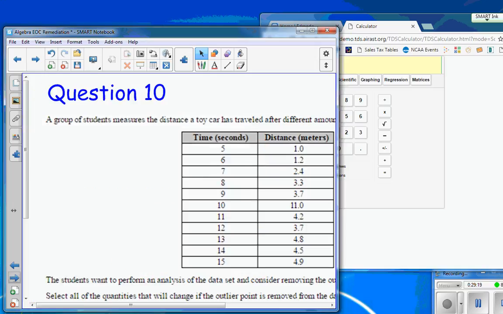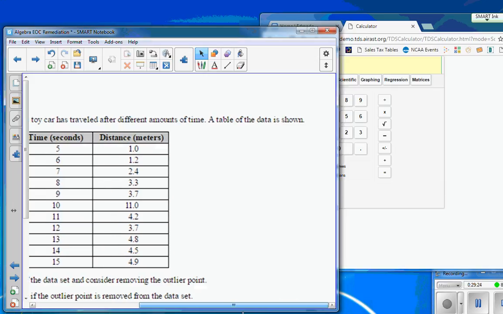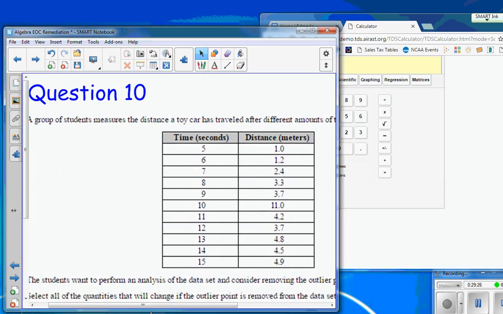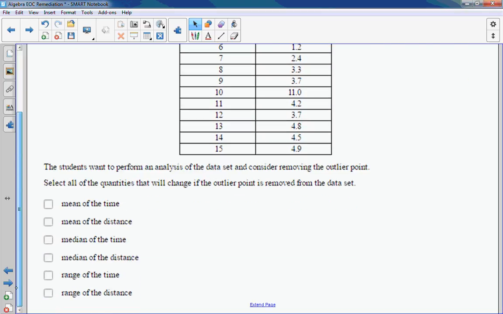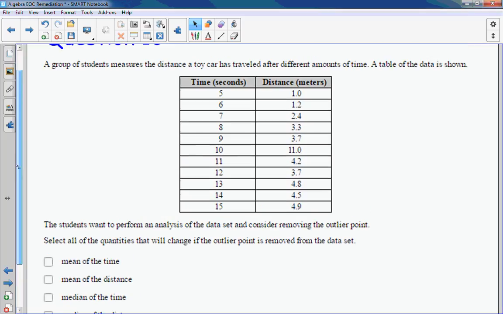A group of students measures the distance a toy car has traveled for different amounts of time. A table of the data is shown. The students want to perform an analysis of the data set and consider removing the outlier point. Select all of the quantities that will change if the outlier point is removed from the data set. Well, we have to know how to calculate all these in order to get the answer. What is the mean? If we remove the outlier, will the mean change?